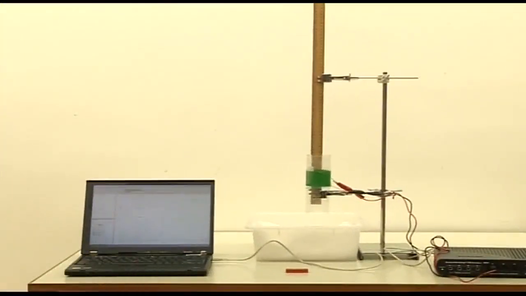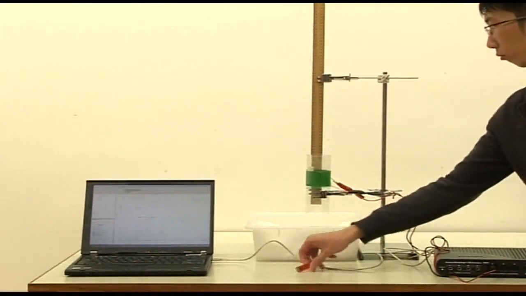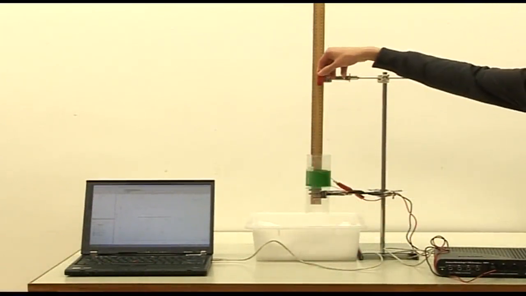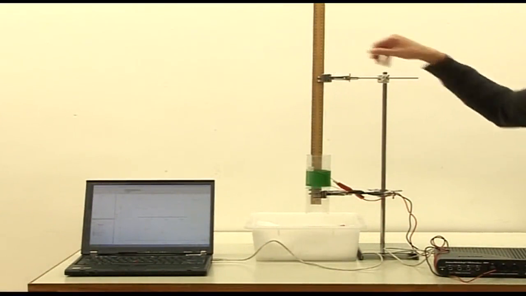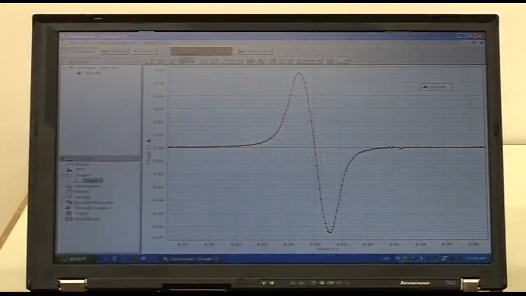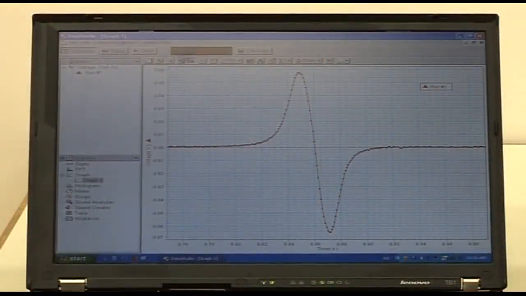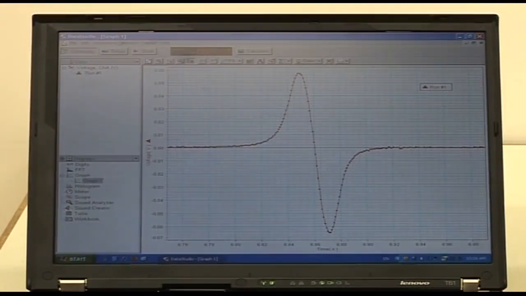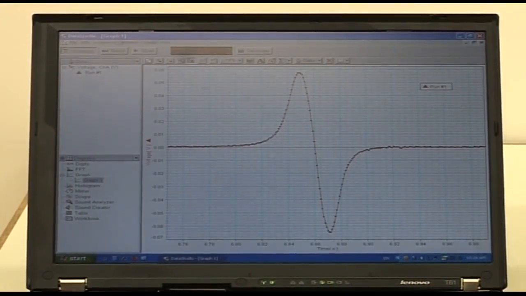This time, drop the magnet from a higher place so that the falling speed of the magnet will increase. Observe the voltage time graph obtained. How does the induced EMF in the coil change with the speed of the magnet moving towards and away from the coil?